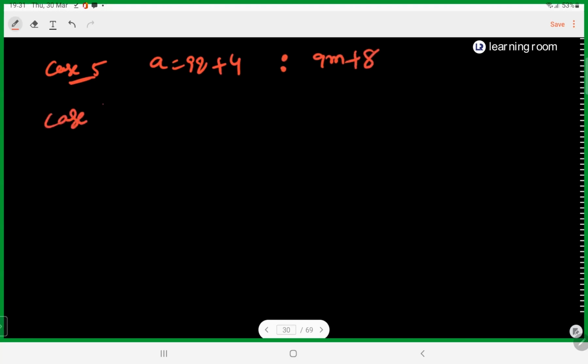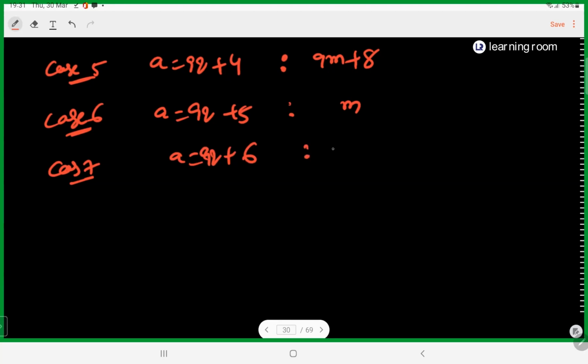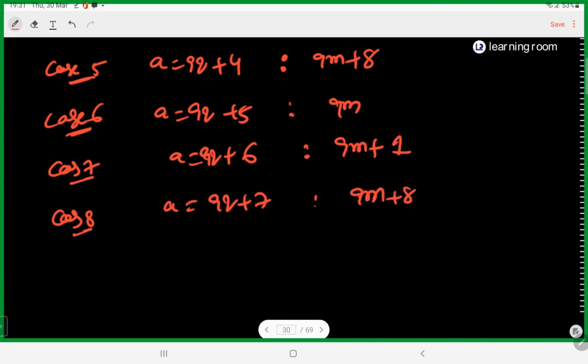Case 5, a is equal to 9q plus 4. What is? 9m plus 8. Case 6, 9q plus 5. 9m. Case 7, 9q plus 6. What is? 9m plus 1. For case 8, 9q plus 7. This is 9m plus 8. So case 9, 9q plus 8. This is 9m.